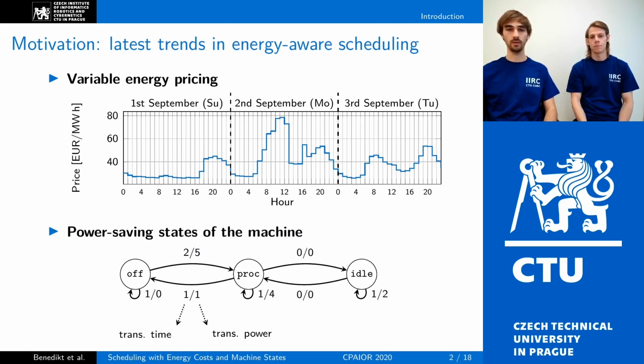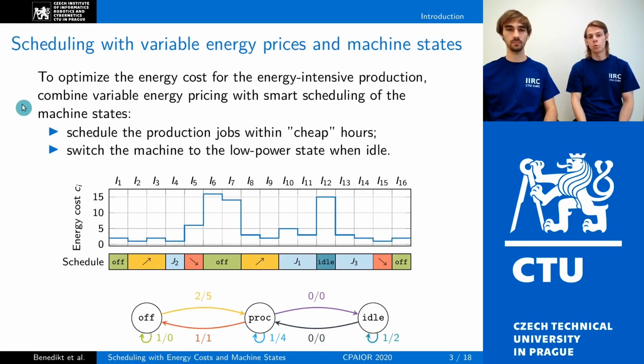A machine may operate in different states, each having a different power consumption. Throughout the scheduling horizon, the machine may switch between the individual states. However, each transition takes some time and may consume a significant amount of energy. For example, a heating of an industrial furnace from the ambient temperature to the operating temperature of 960 degrees Celsius takes dozens of minutes while consuming hundreds of kilowatts. The states and transition parameters can be captured by a state diagram, a very basic example of which is shown on the slide. In this work, we consider these two trends together.